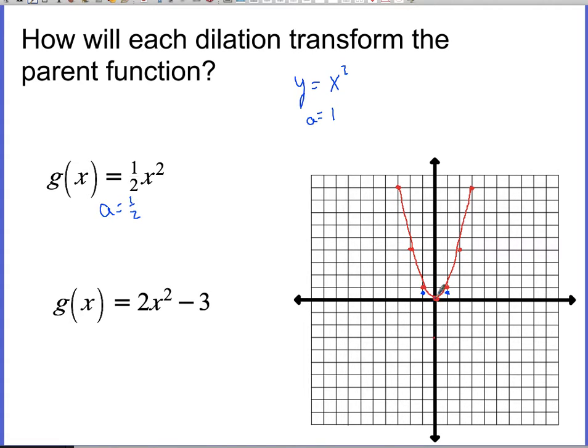Our vertex is still at the origin. Our next one for the parent function would be over 1, up 3, but this time we're going to go over 1, and instead of going up 3, we're going to go up 1.5. We've cut that growth rate in half. So instead of up 3, we're going up 1.5.